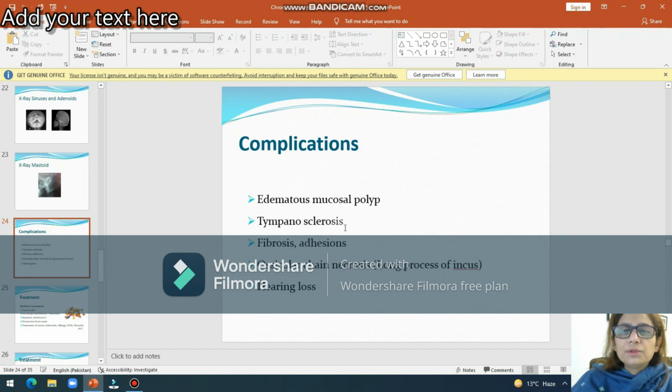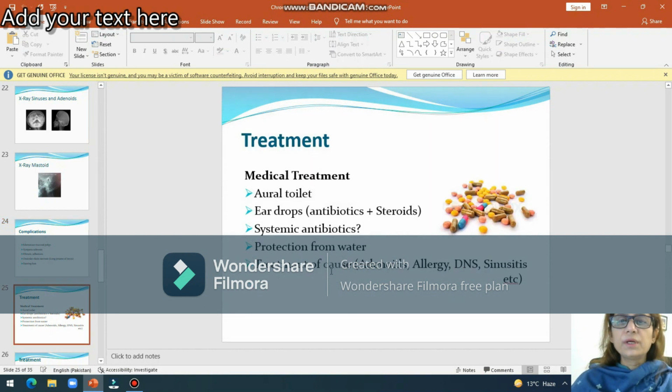Tympanosclerosis is the deposition of calcium salt in the tympanic membrane. Then fibrosis and adherence: the tympanic membrane becomes adherent to the promontory, and there will be fibrosis between the ossicles. Ossicular chain necrosis occurs because inflammation hampers the blood supply of the long process of the incus, so it becomes necrosed. All these things will lead to hearing loss, that is of conductive type.